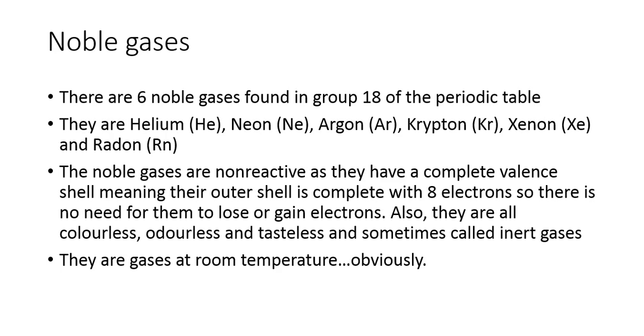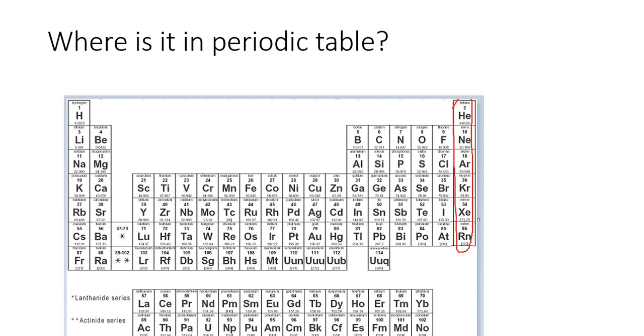So I'll show you on the periodic table. They're in group 18 on the right. As you can see, helium, neon, argon, krypton, xenon and radon. Also, helium has an atomic number of 2, as you can see above the symbol, and that means the number of protons that the atom has. So neon has 10 protons, argon has 18, krypton has 36, xenon has 54, and radon has 86.